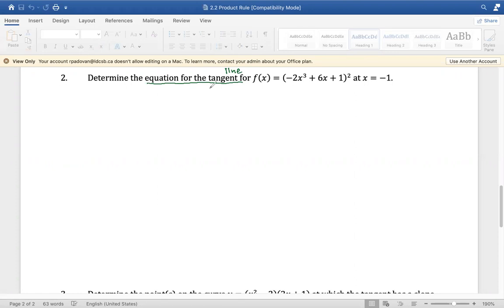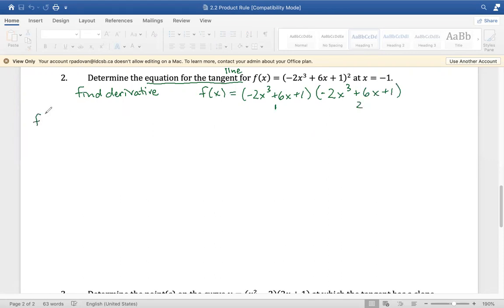So basically, to get the equation of the tangent line, it's asking me to find the derivative of this function and then sub in x at negative 1. So if I wanted to do the product rule, because this lesson is on product rule, I need 2 parts. Where are my 2 parts? I only have 1 part here, but obviously, if it's squared, I can just say negative 2x cubed plus 6x plus 1 and multiply it by itself, negative 2x cubed plus 6x plus 1. So there's my part 1 and there's my part 2.